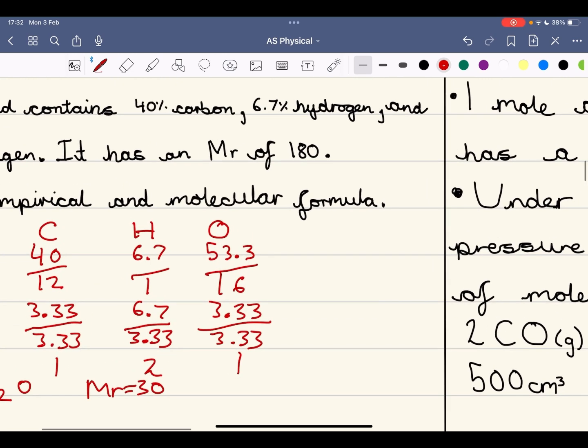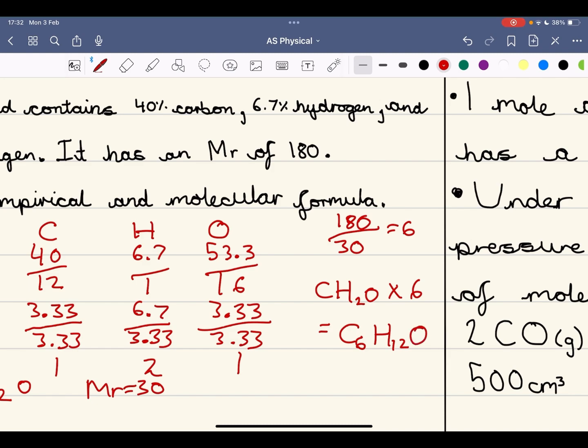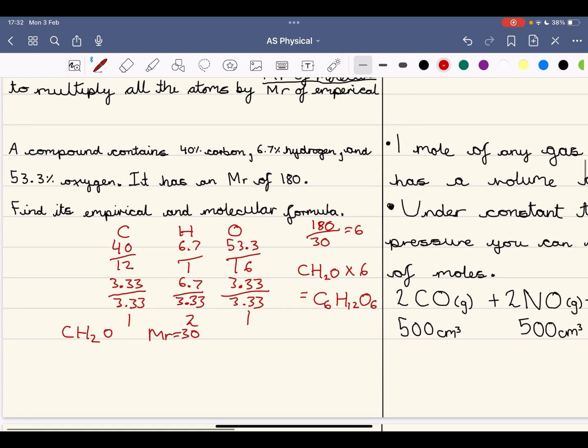So to work it out, we do 180 divided by 30, and we get 6. And then we do the empirical formula, which is CH2O times by 6, and we get C6H12O6. So that's our molecular formula.